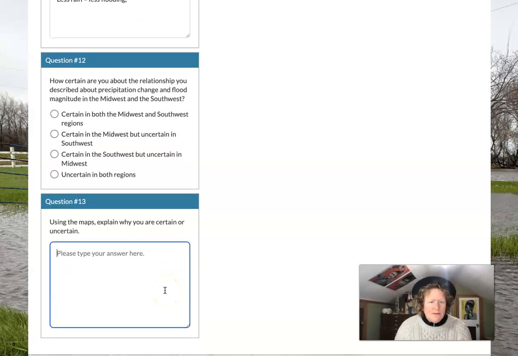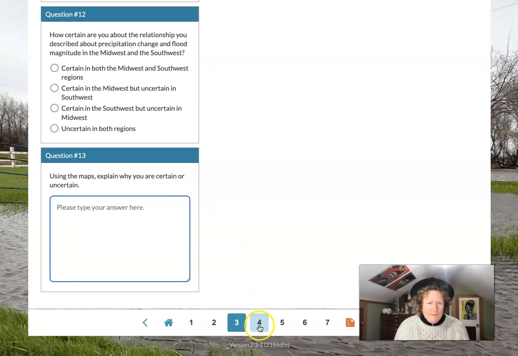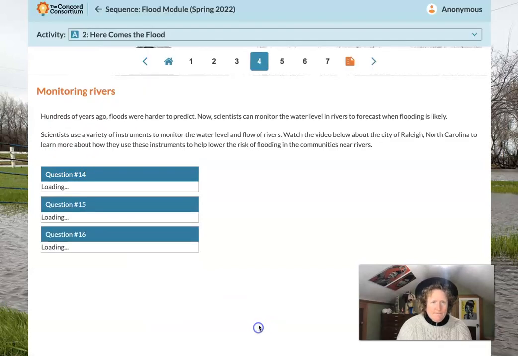And we understand how rain works. We understand how flooding works. Too much rain in too little time, and you get flooding. So you can come up with answers for number 12 and number 13.